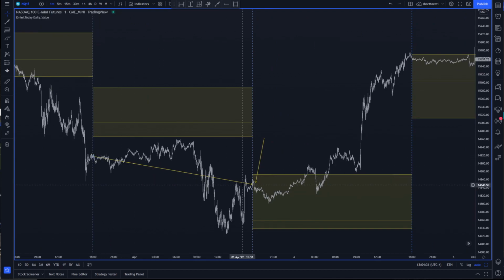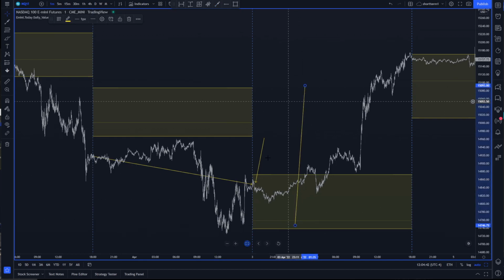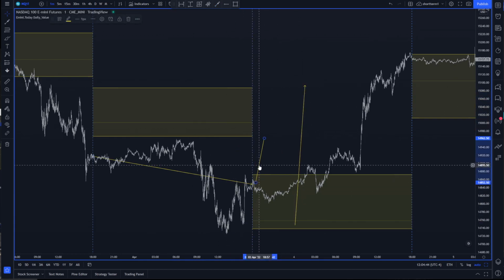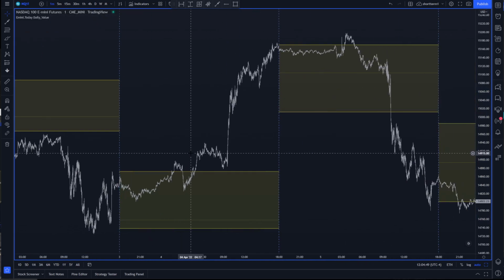In this case, the day was a red candle, the red daily candle, and we closed inside of a value area. So I want to look for longs. Okay, let's find some other.